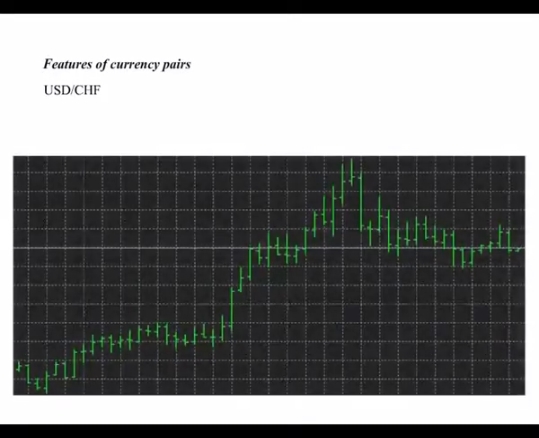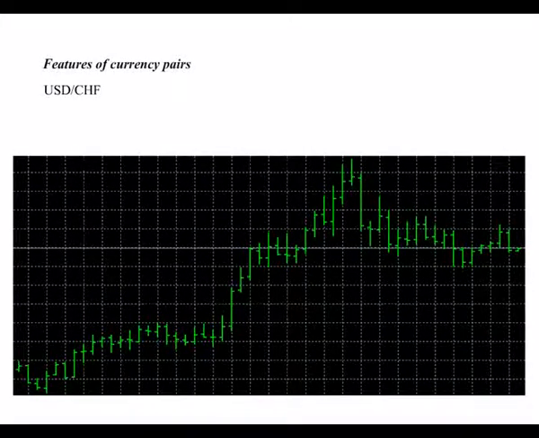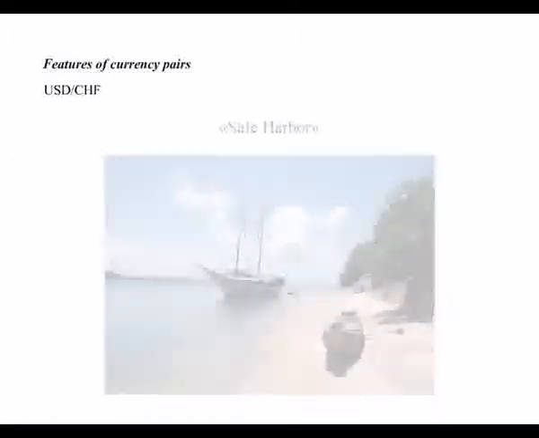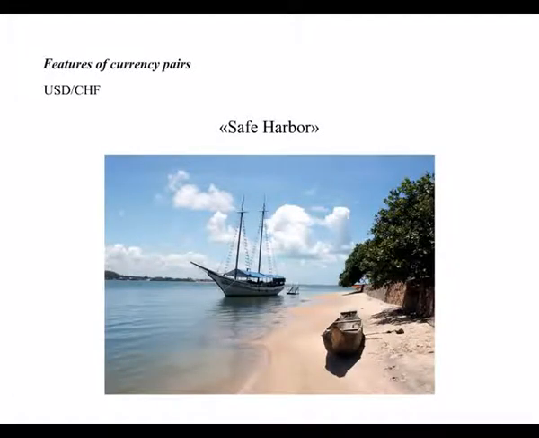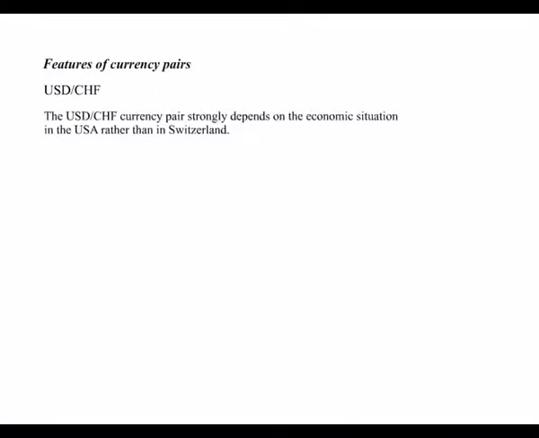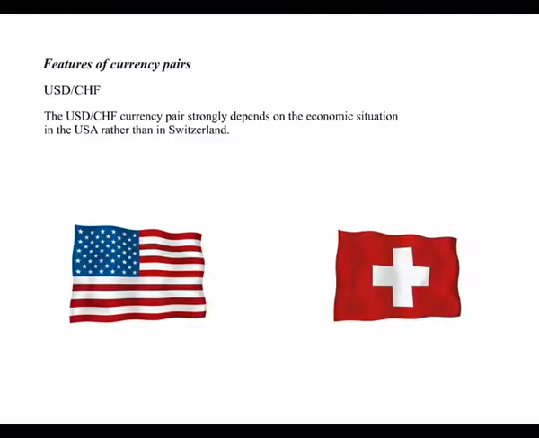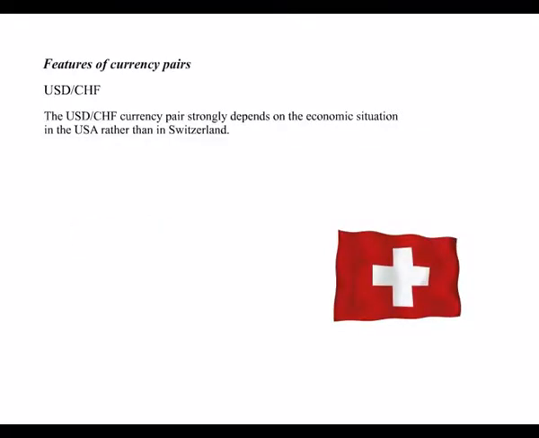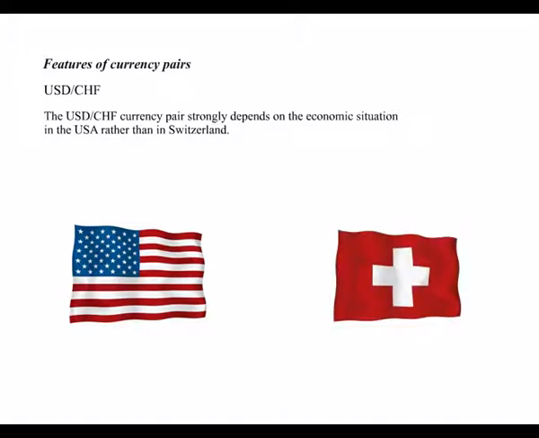The Swiss franc has low liquidity, that is why it does not move sharply. This currency is considered as safe compared to other currencies. The US dollar-Swiss franc currency pair strongly depends on the economic situation in the USA rather than in Switzerland.